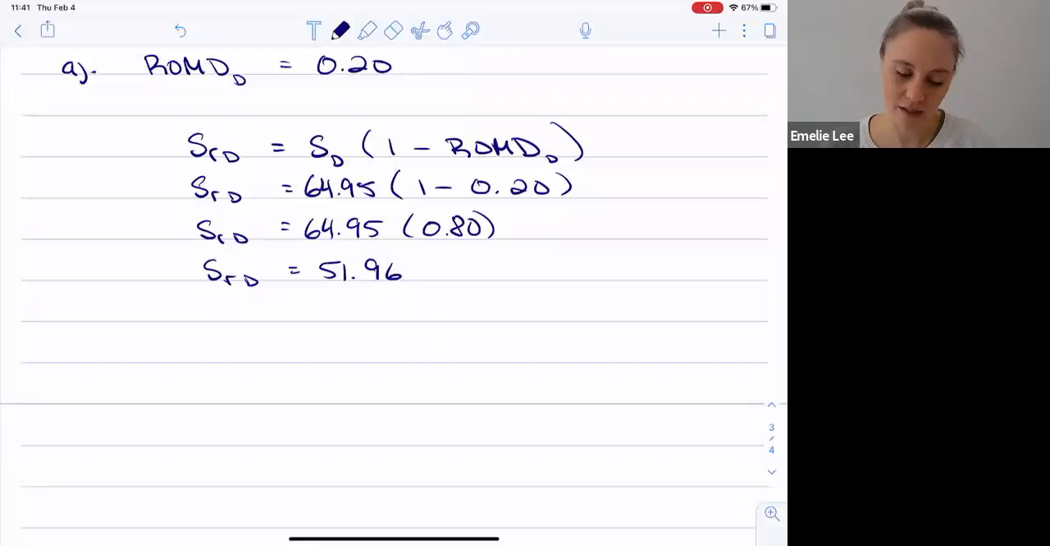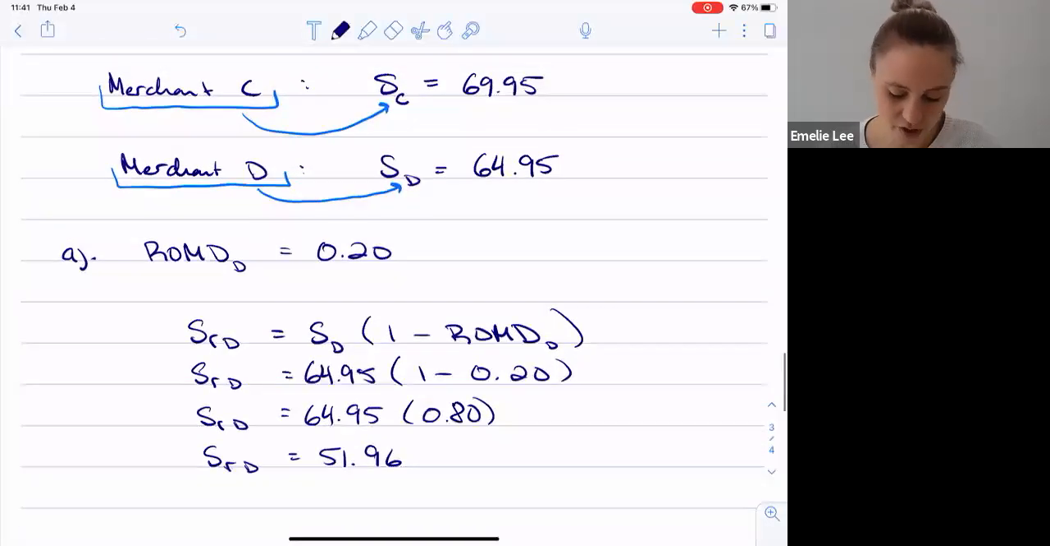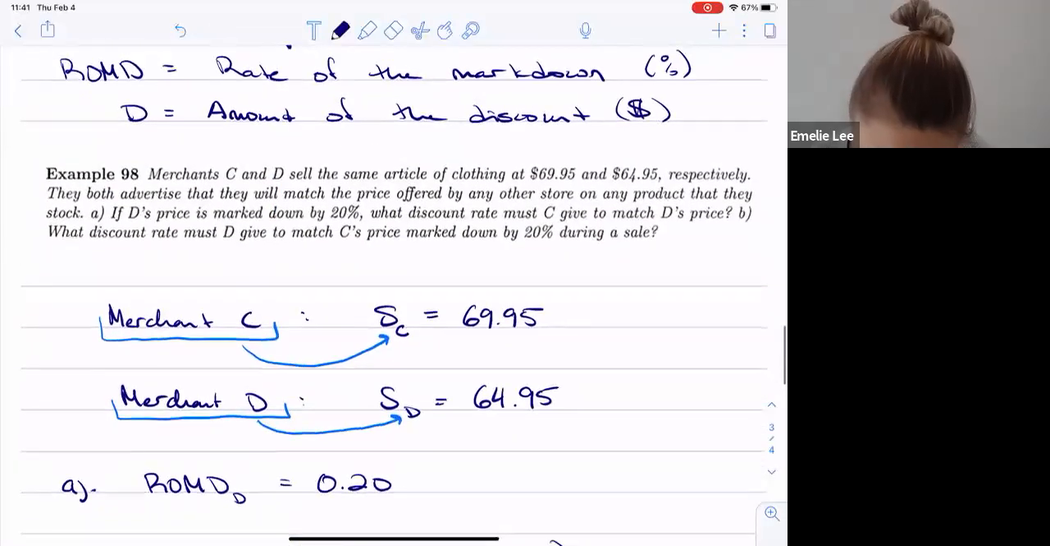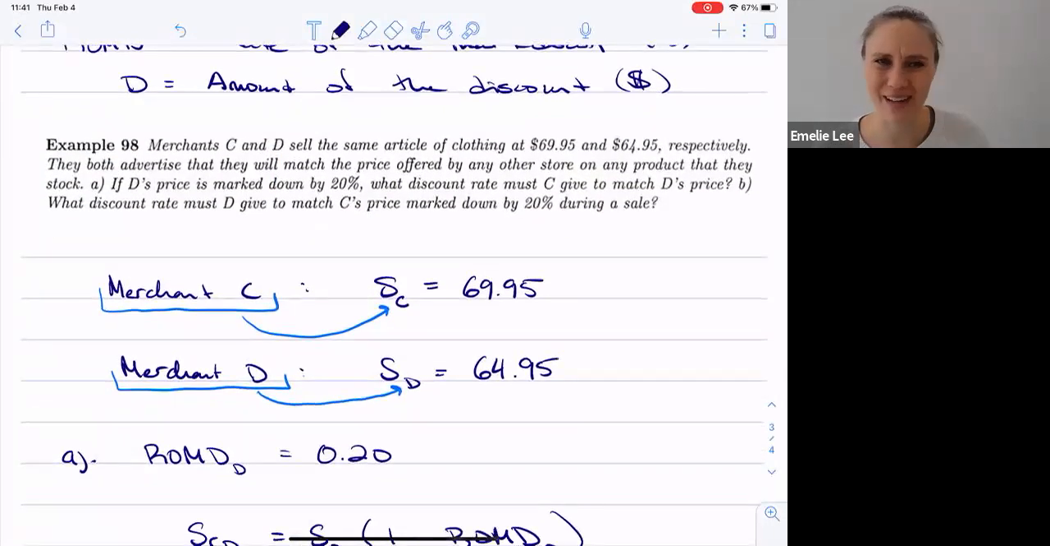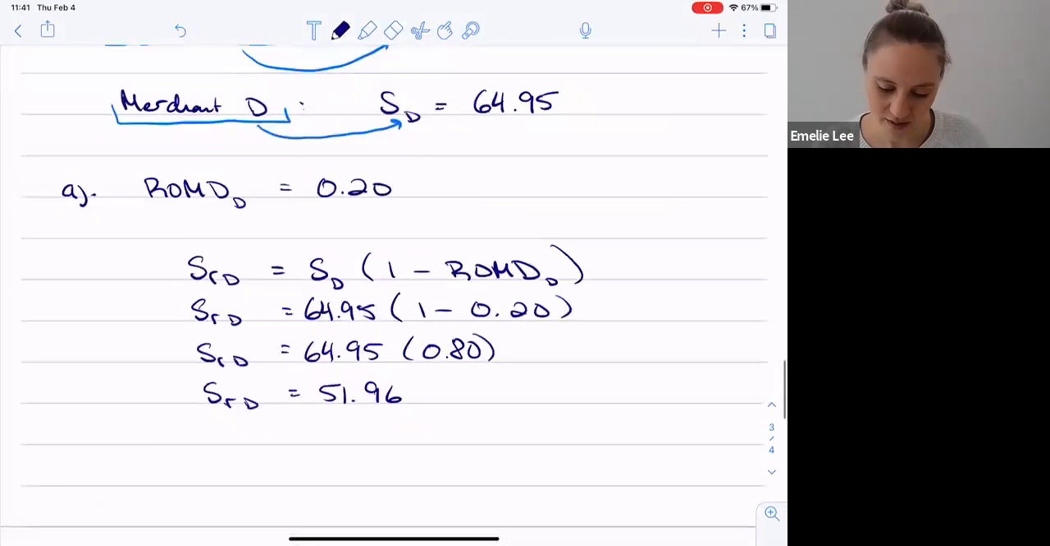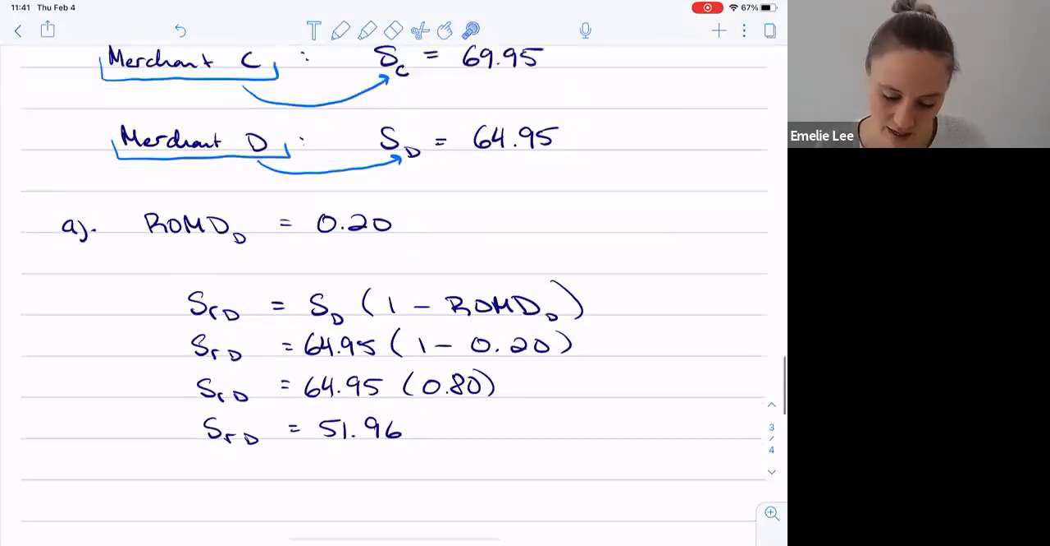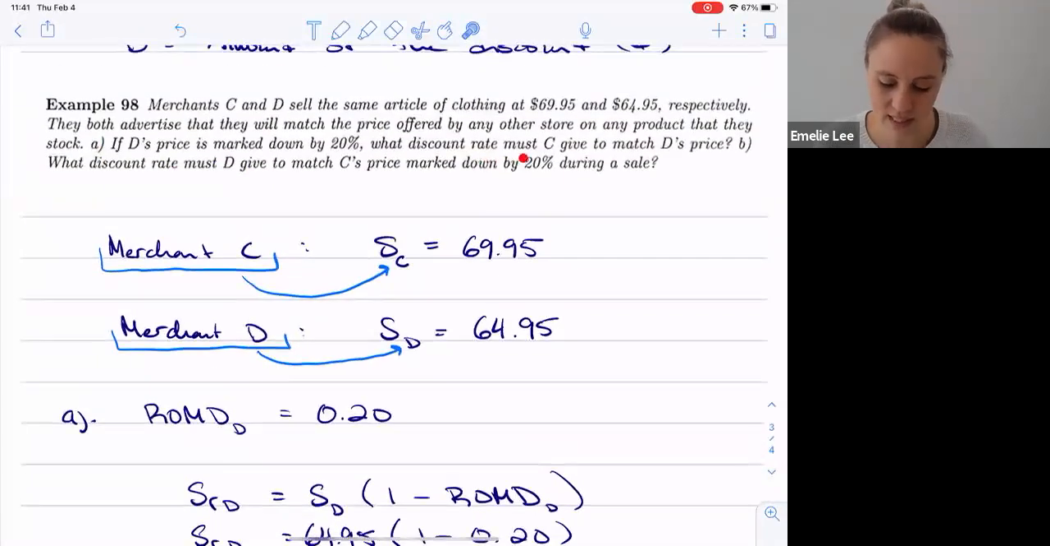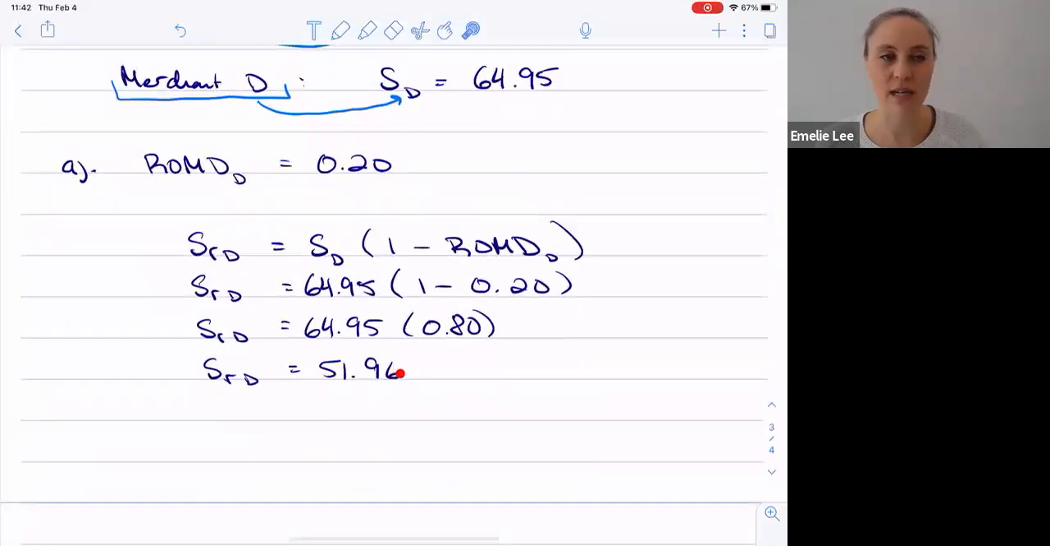So what we're saying here is that merchant D put their article of clothing, it's all very nondescript, on sale for $51.96. So then the question says, what discount rate does C have to give to match D's price? So what does the lambda for C have to be to go from $69.95 to $51.96? Okay.